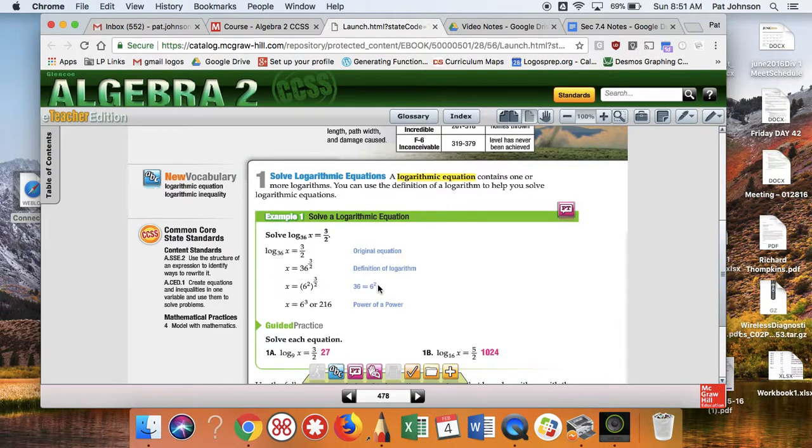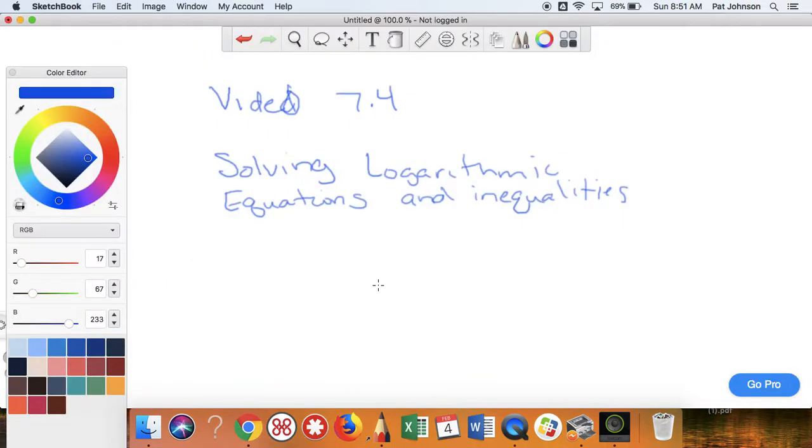So what's a logarithm equation? It's just an equation that has a logarithm in it, correct? And we can use the definition of logarithm to help us solve them. For instance, example 1. We basically are going to change from a logarithm to an exponential form. So let's look at that example.